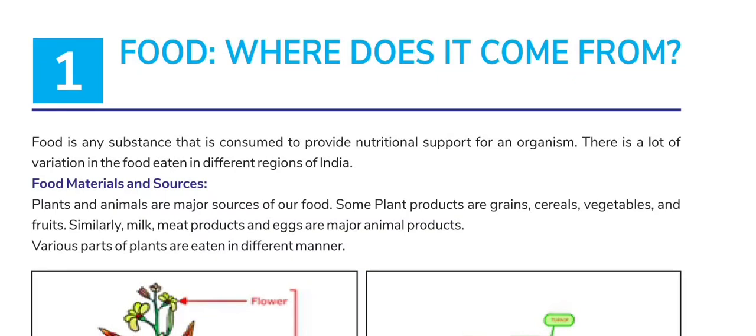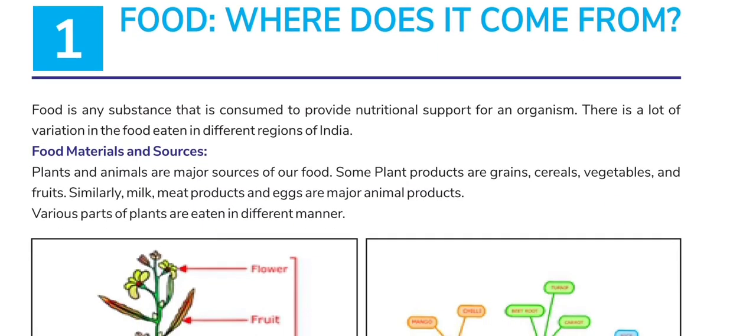Food is any substance that is consumed to provide nutritional support for an organism. There is a lot of variation in the food eaten in different regions of India. Food materials and sources. Plants and animals are major sources of our food. Some plant products are grains, cereals, vegetables, and fruits. Similarly, milk, meat products, and eggs are major animal products.